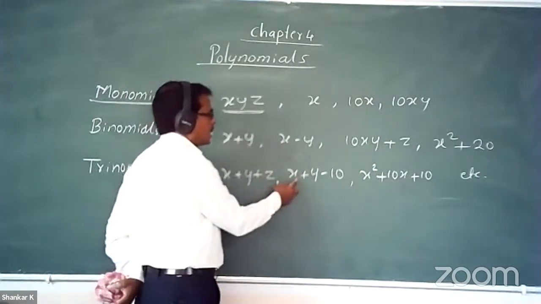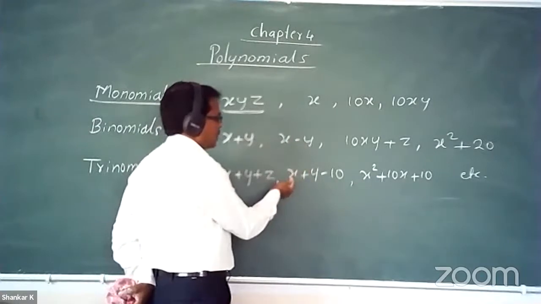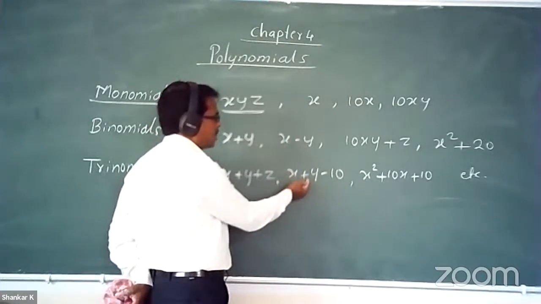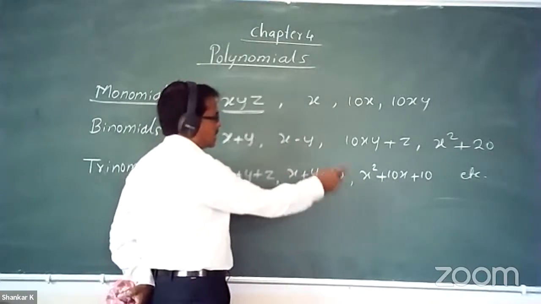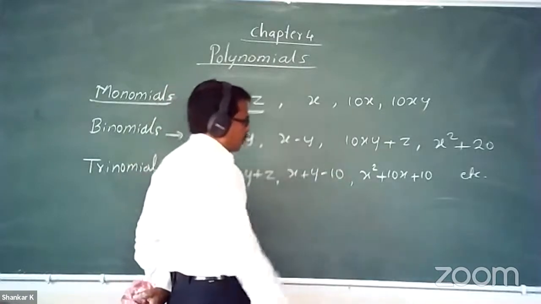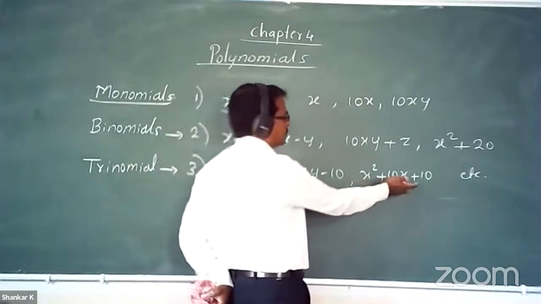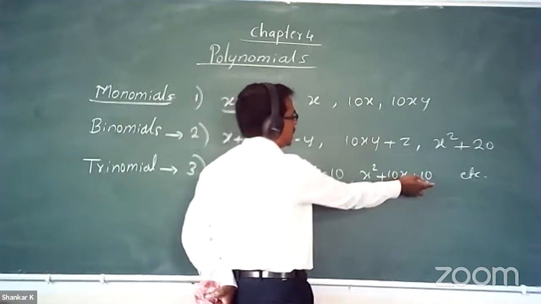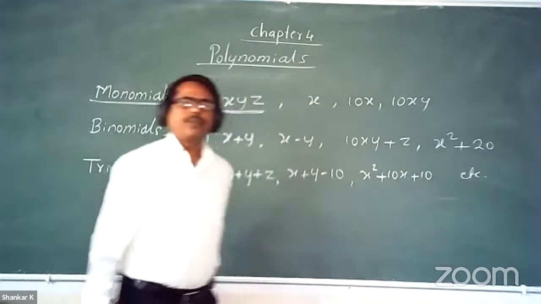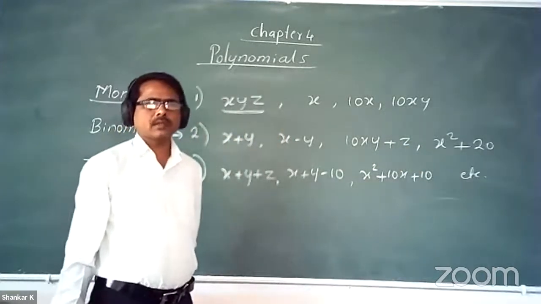Here how many x are there? 1x, so coefficient of x is 1. Coefficient of y is 1. And 10, minus 10, is a constant term. Coefficient of x square is 1. Coefficient of x is 10. And 10 is a constant term. Now you understood what is coefficient.